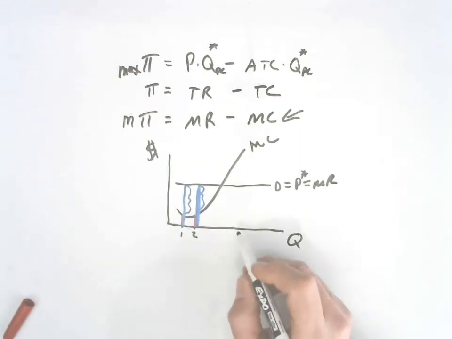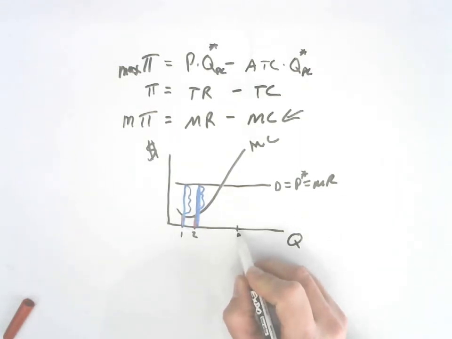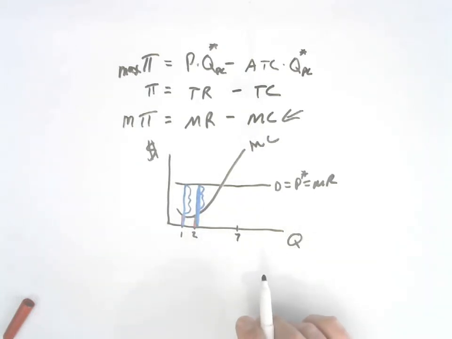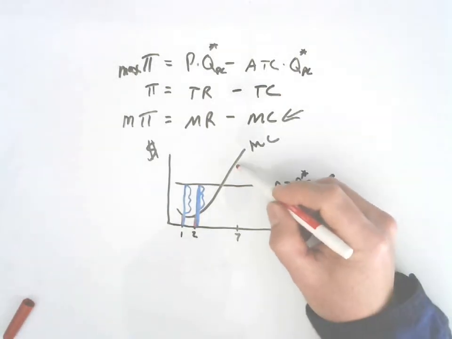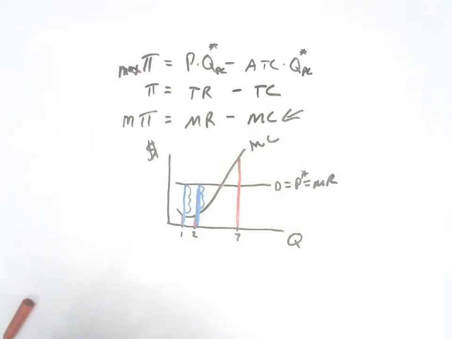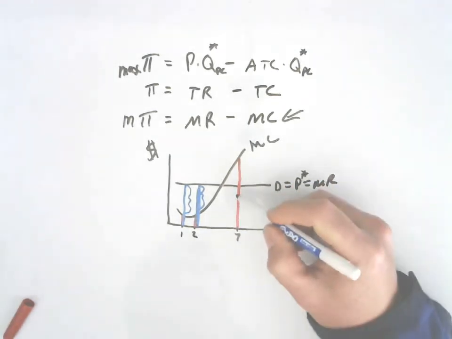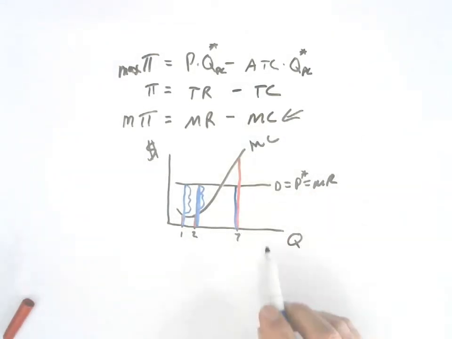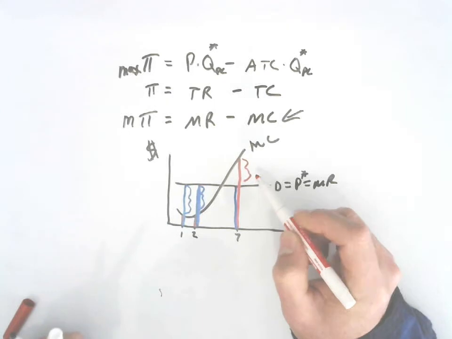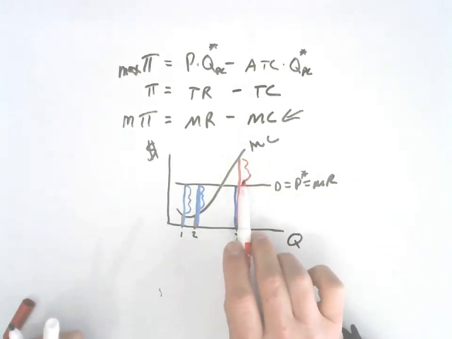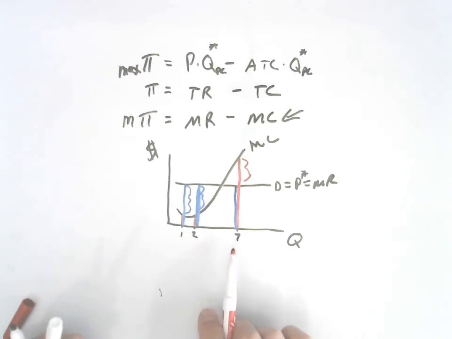Now let's assume that this firm sells, I don't know, 7 units. Would that firm produce that 7th unit? Well, no. Why? Because it costs the firm this much to make that 7th unit, but they only get the price level for it. Remember, horizontal demand curve. So they're actually making negative marginal profit on this unit. In other words, total profits are falling if they make that 7th unit. So they won't make the 7th unit.